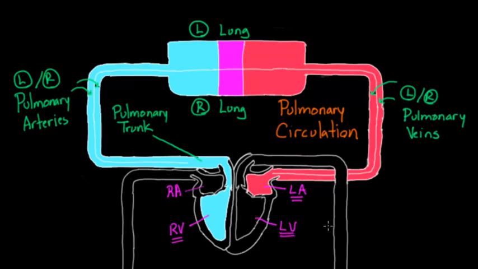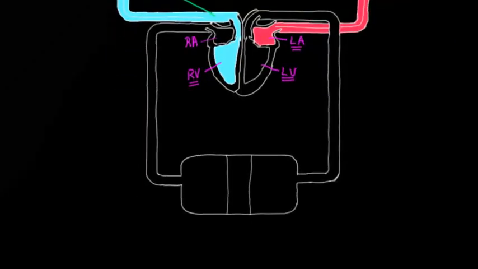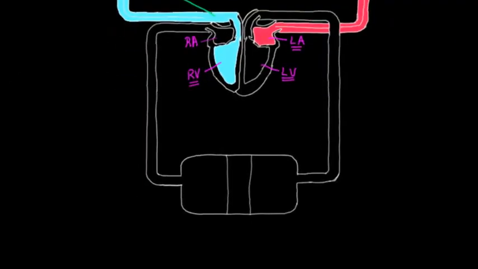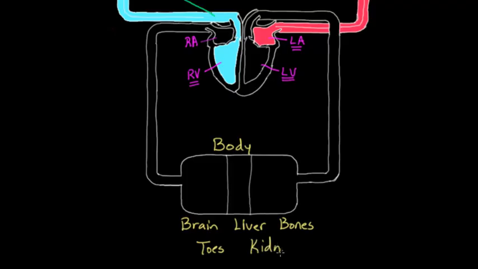So for the systemic circulation, I'm going to start at the left ventricle, and it's going to go around to the body, right? The body is the thing that's going to be receiving all of the blood. And when I say body, I really mean lots of things. I mean things like the brain, so it could be an organ like the brain or the liver. It could also be things like bones. If you have bones in your fingers, it could be the toes. It could be any part of your body that you can think of, right?